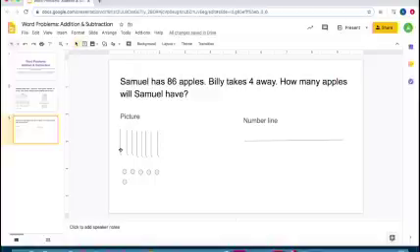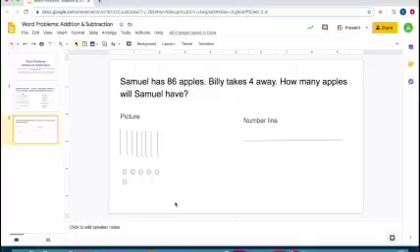Let's make sure I have the right amount. 10, 20, 30, 40, 50, 60, 70, 80. 81, 82, 83, 84, 85, 86. So Samuel has these 86 apples. And then Billy comes over and he takes 4 away. How many apples will Samuel have?